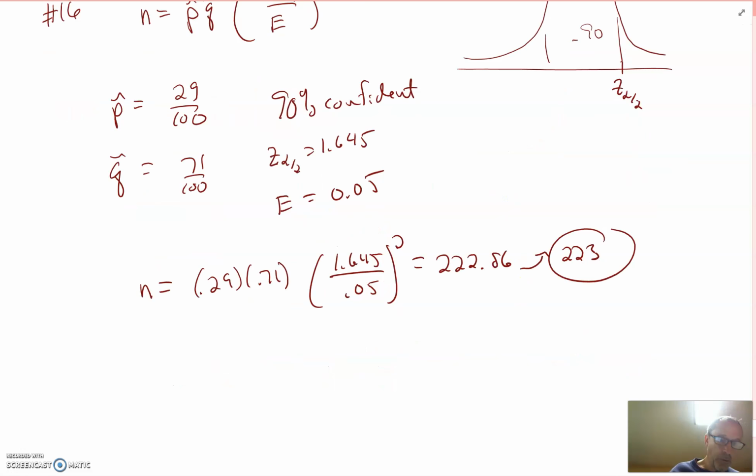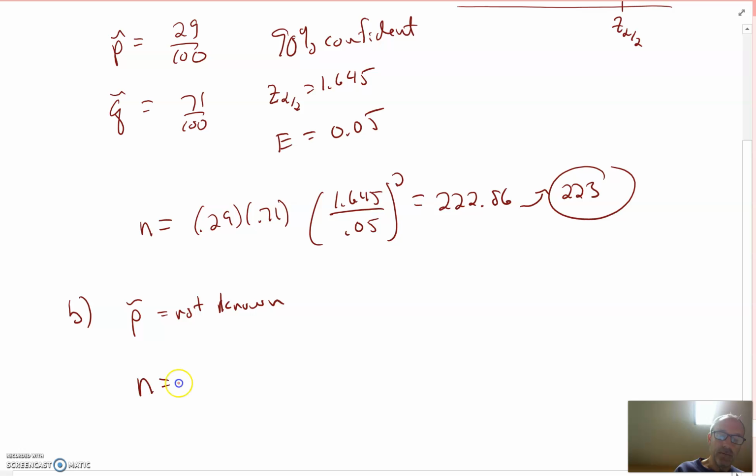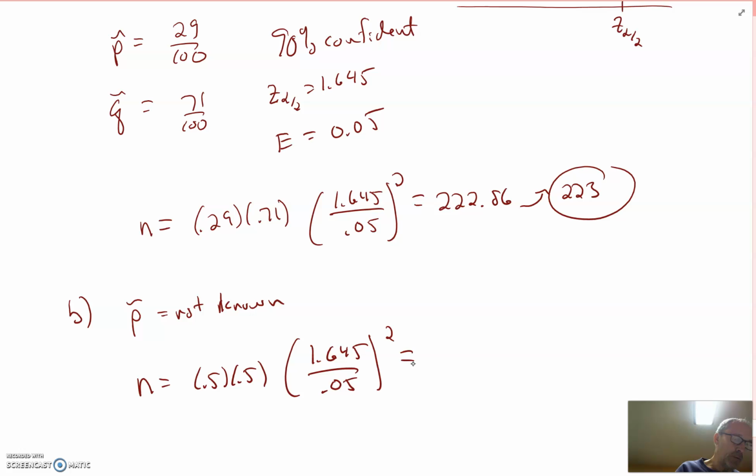Let's do another one. Oh, let's do part B. No estimate of the sample proportion is available. So if the p hat is not known, you use 0.5. So then 0.5 for both of them because those are complements of each other. So everything else is the same. So 0.5 times 0.5 times the quantity 1.645 divided by 0.05 squared. 270.6, we'll say 271.